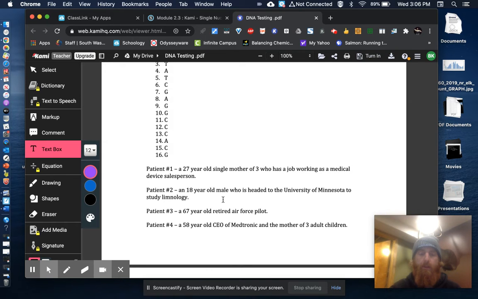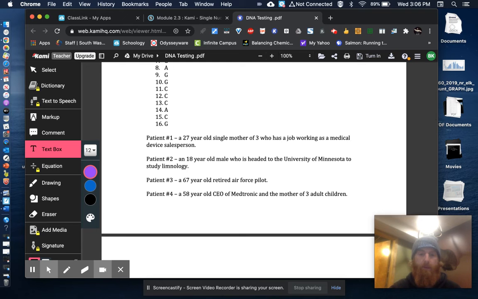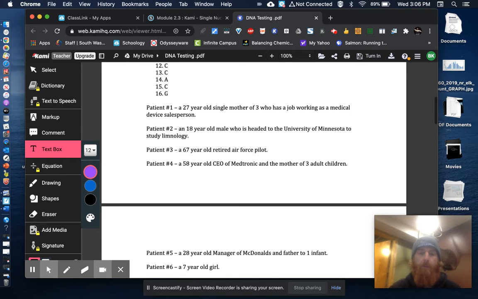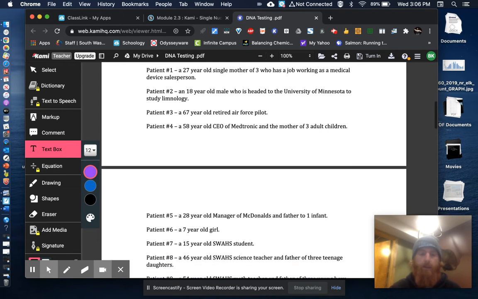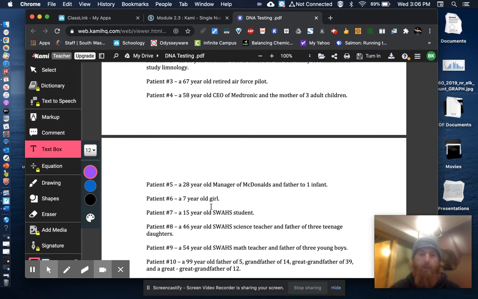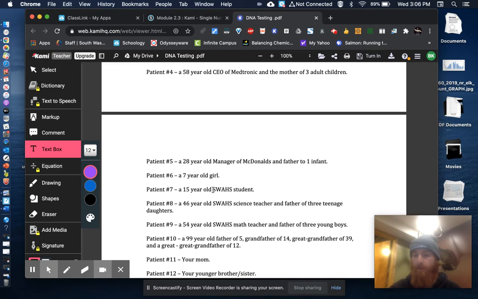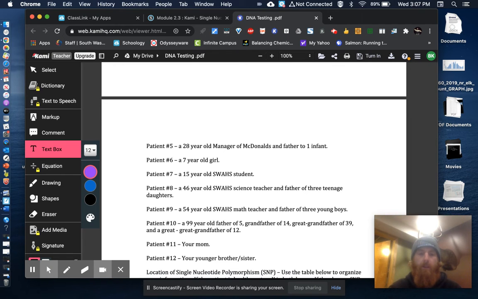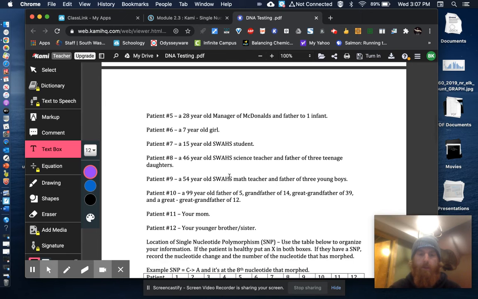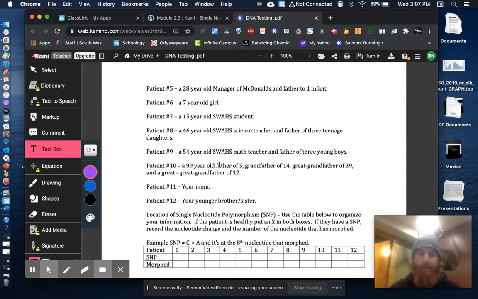Patient number 2, an 18-year-old male. Patient 3, a 67-year-old retired Air Force pilot. Patient 4, a 58-year-old CEO of Medtronic. Patient 5, a 28-year-old manager at McDonald's. Patient 6, a 7-year-old girl. Patient 7 is basically you, okay? Patient 8 is me, a science teacher at the alternative high school. Patient 9 is our math teacher, Charlie. Patient 10 is a 99-year-old father of 5, grandfather of 14, basically someone who almost makes it to 100.